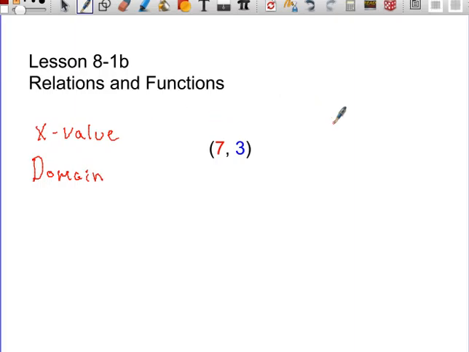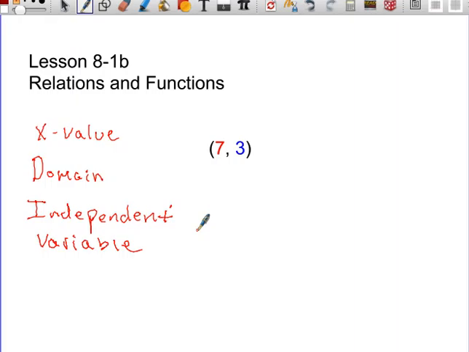We're going to learn another term today. The new term that we'll learn is this: independent variable.